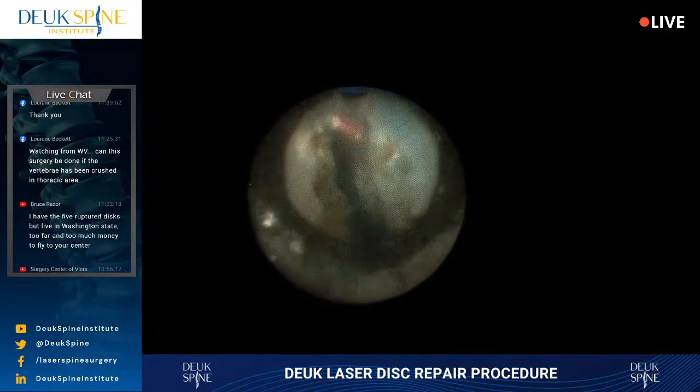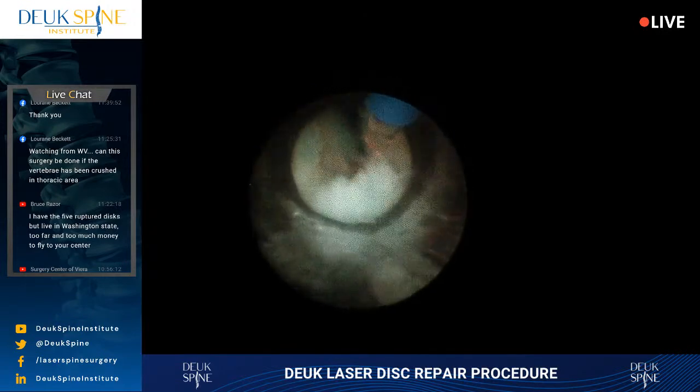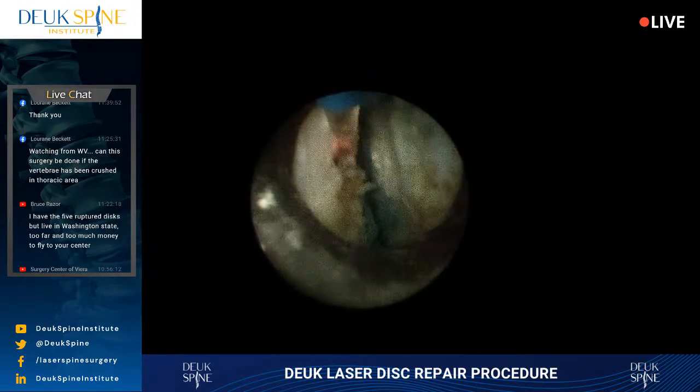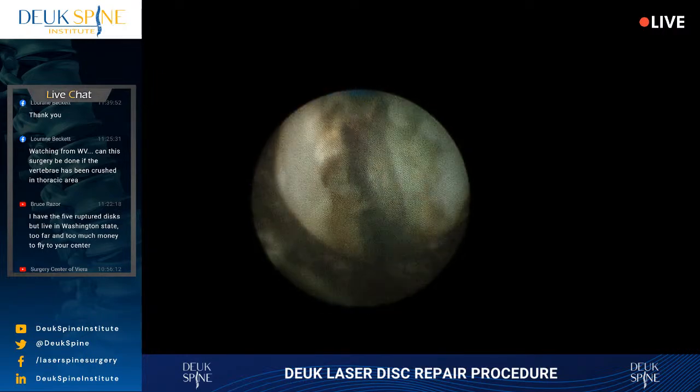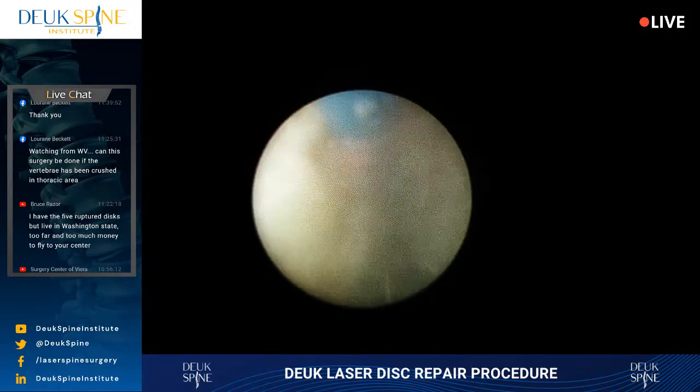Get it done right. Get it done right the first time. You won't have to do it again. All right, so that left foramen is pretty collapsed and arthritic, but I don't see any more herniation in there.